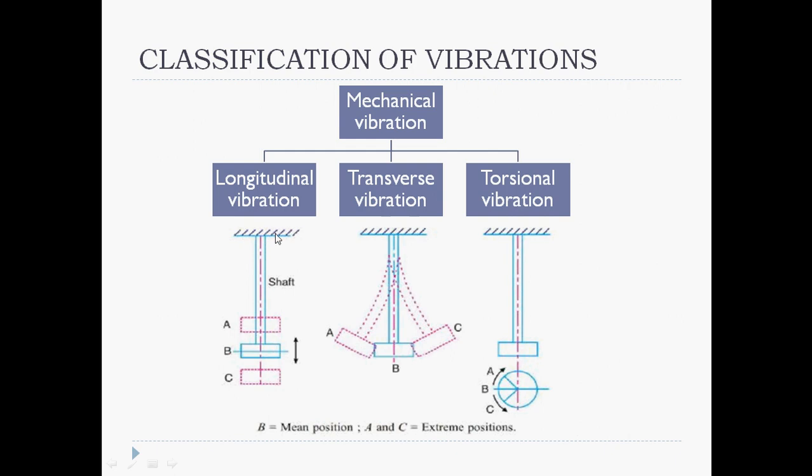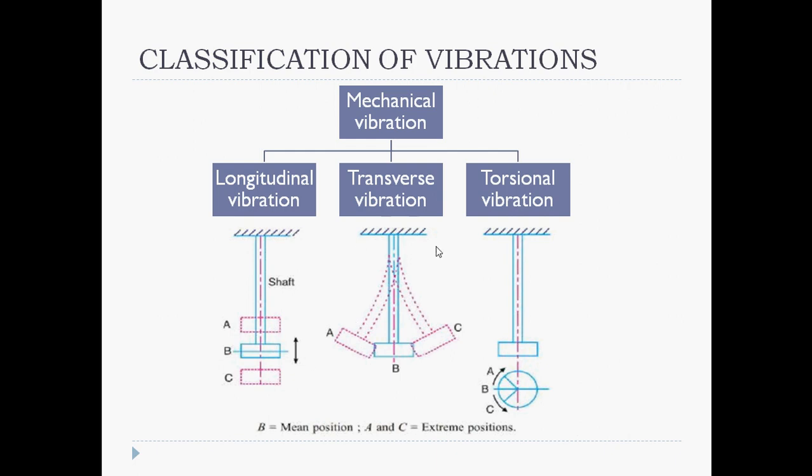For example, I am considering a shaft and mass arrangement. At the end of the shaft there is a disc or mass connected. In longitudinal vibration, this mass will move to and fro, parallel to the axis of the shaft. Due to this motion there is an elongation and shortening of the shaft, so tensile and compressive stresses are developed in the shaft.